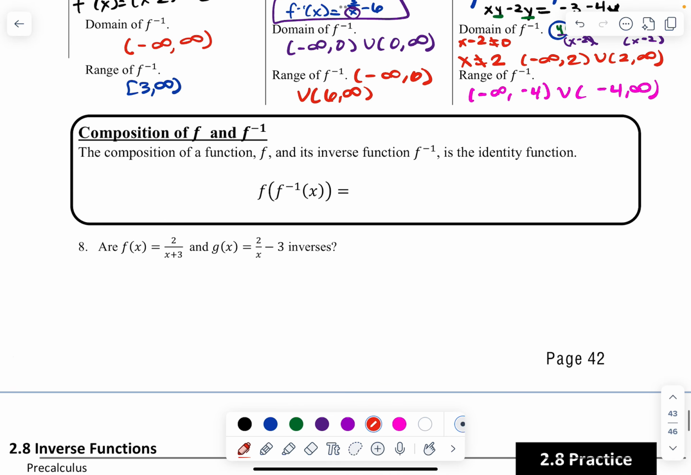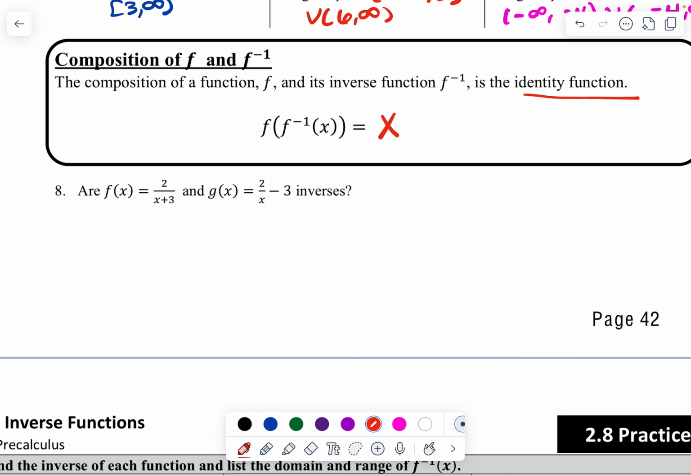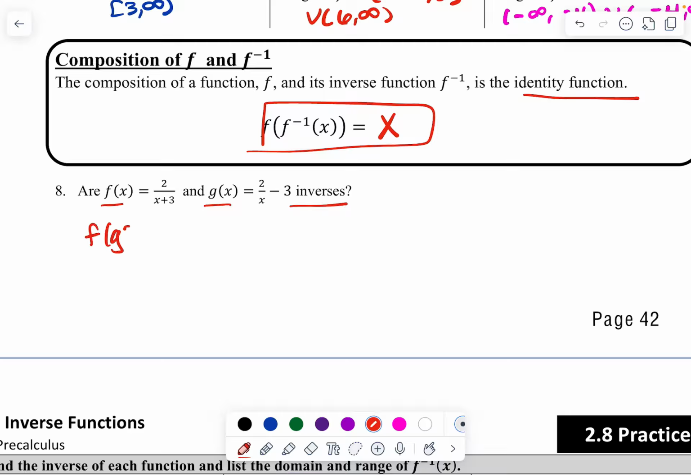Okay, so here's the last little part of our notes, the composition of f and the inverse of f. If we take the composition of those, it is the identity function. We've talked about this before. It's just x. So if I can take the composition of them, I can prove that they are inverses as long as their composition equals x. So how do I prove that f of x and g of x are inverses? I need to see that f of g of x equals x, and that g of f of x also equals x. So we're just going to take the composition of both, okay?